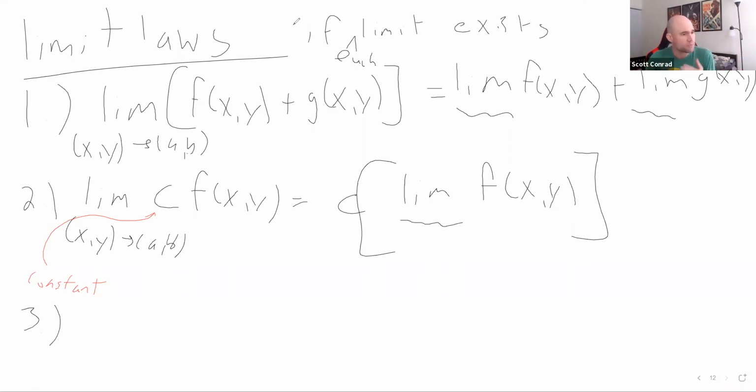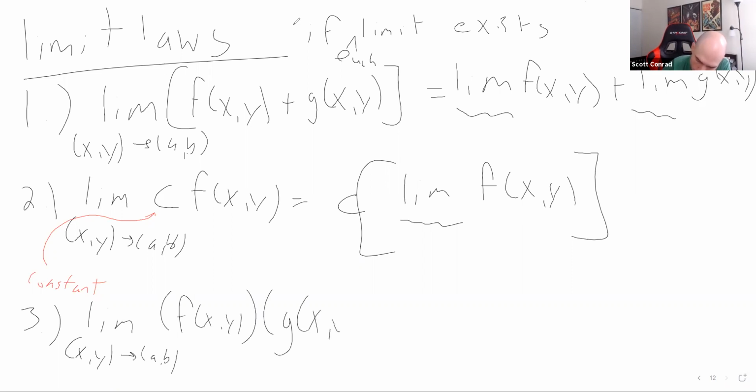If you multiply two functions together and you take the limit, and the limits of both those functions exist, that is just equal to the limit of the first times the limit of the second.